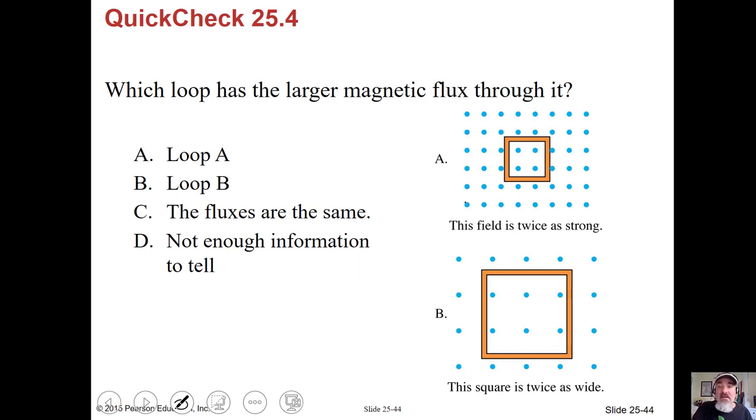So this field is twice as strong. The square is twice as wide. Okay.